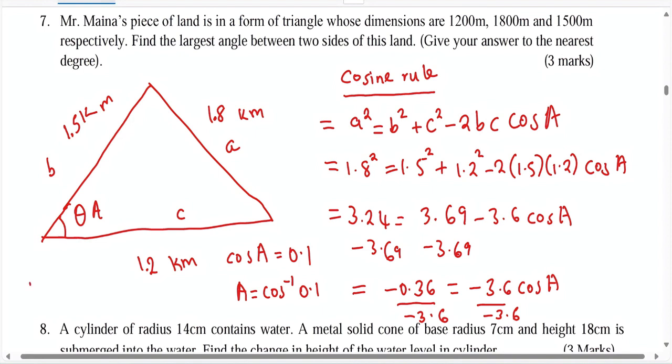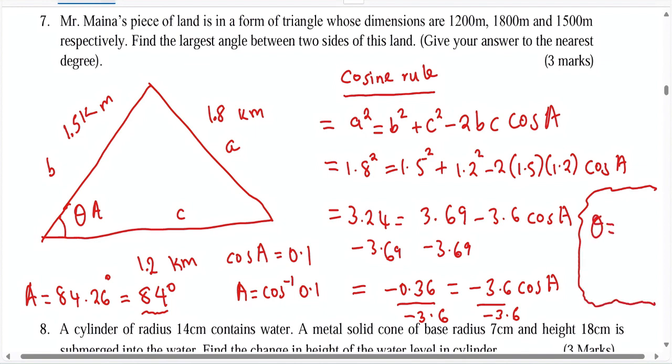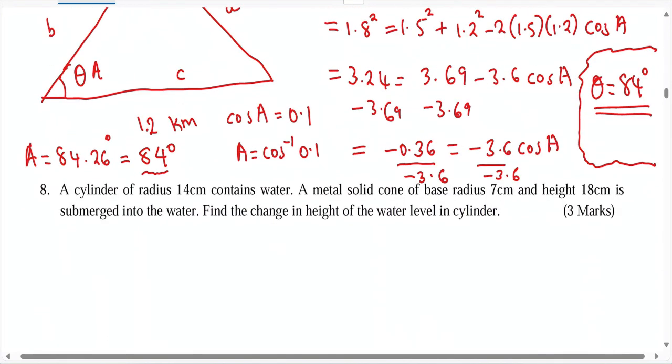So A yetu hapa, wacha niandike hapa, itanipa 84.26 degrees, lakini swali imekuuliza nini? To the nearest degree, therefore ni 84 degrees kamili. So let me just write here. So our theta is equal to 84 degrees. It's rahisi, not that hard.